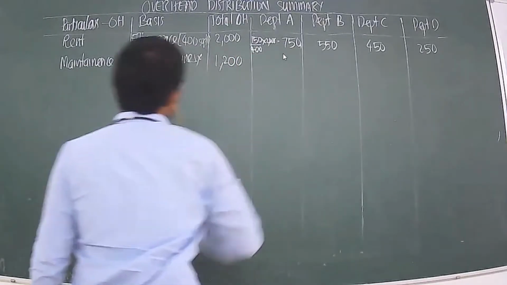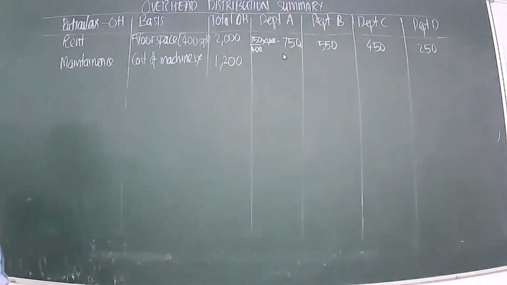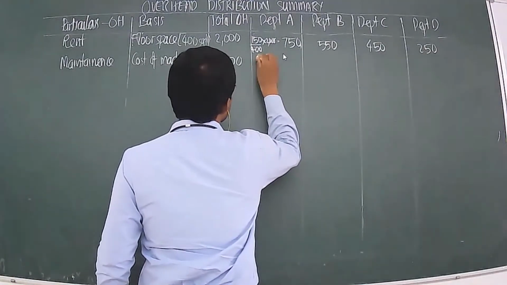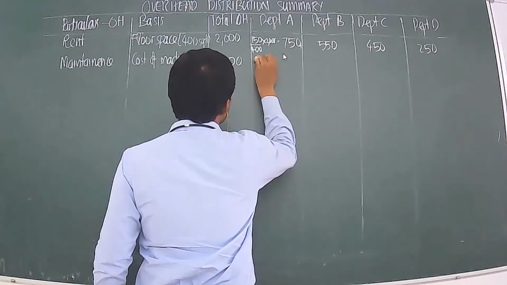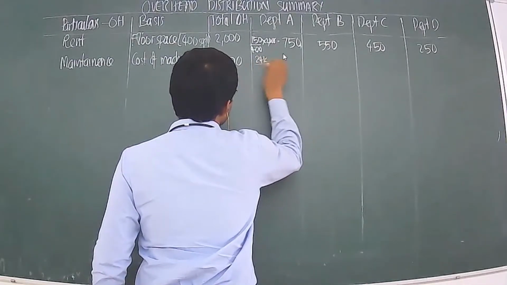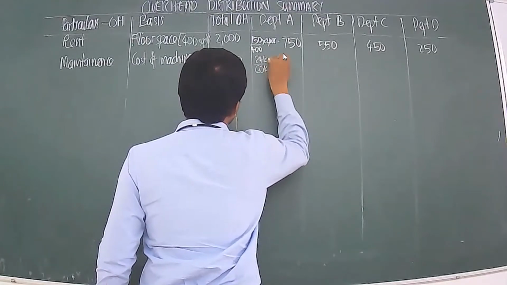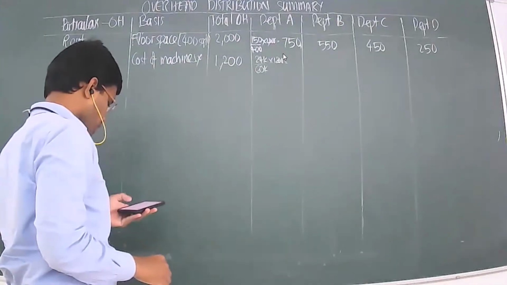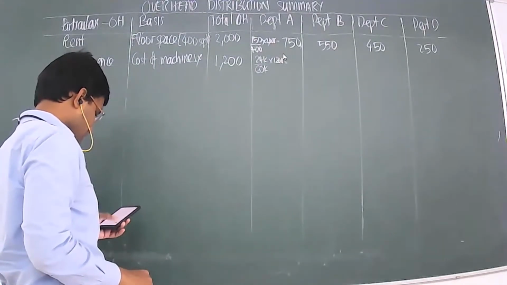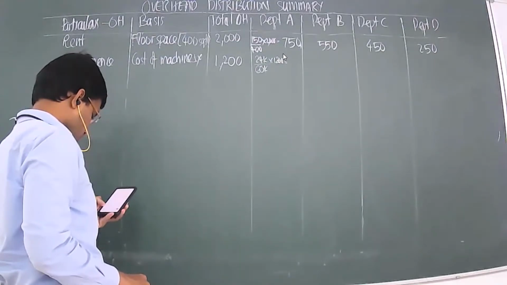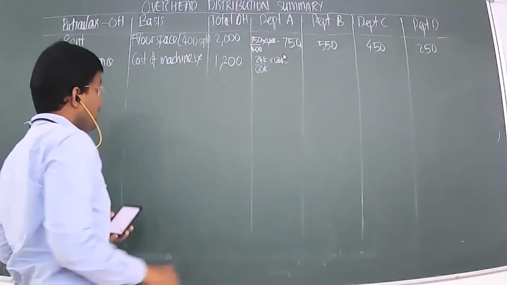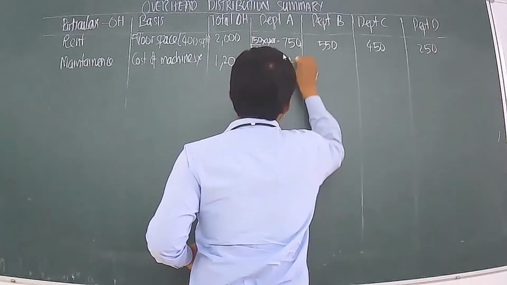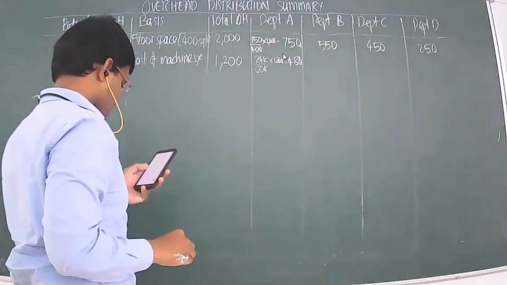However, for maintenance, you're only spending 1,200. So how do we calculate this? Here, the value of machinery that you have in department A is worth 24,000. 60,000 is the total benefit, and this into 1,200. So 24 divided by 60, into 1,200, that will be 480.